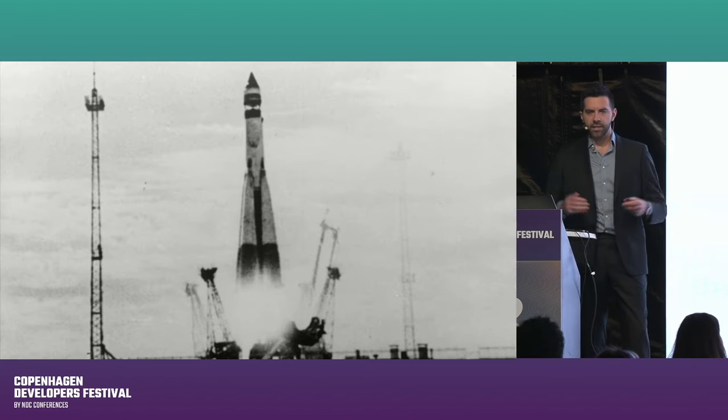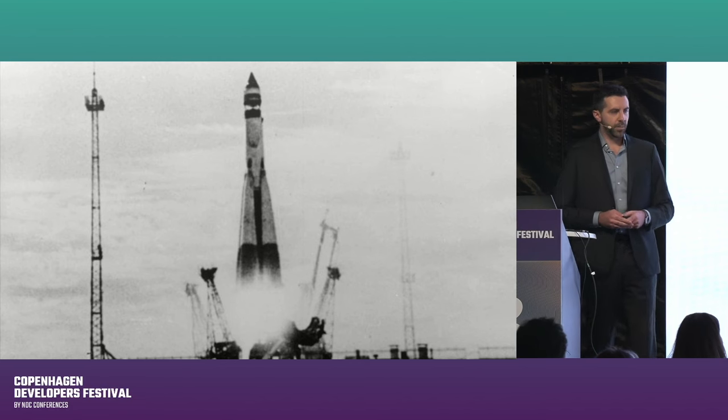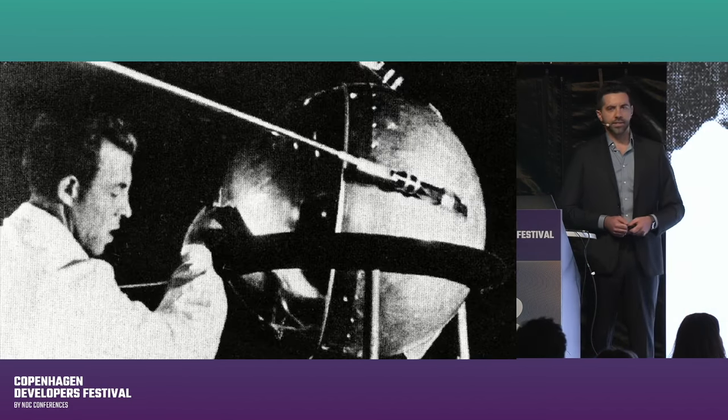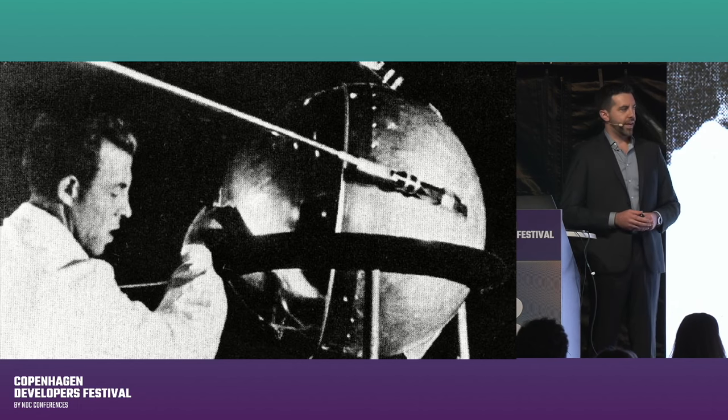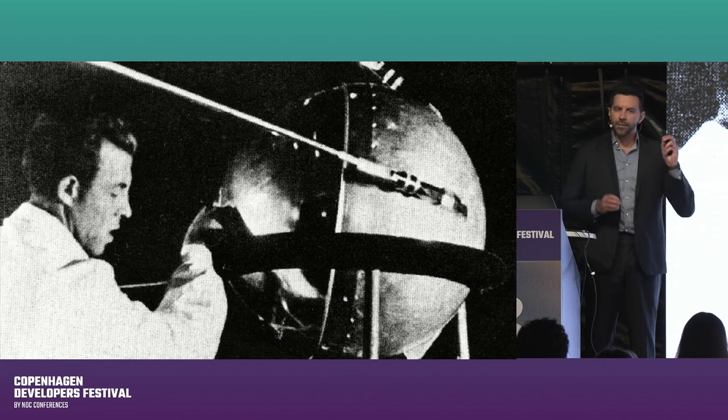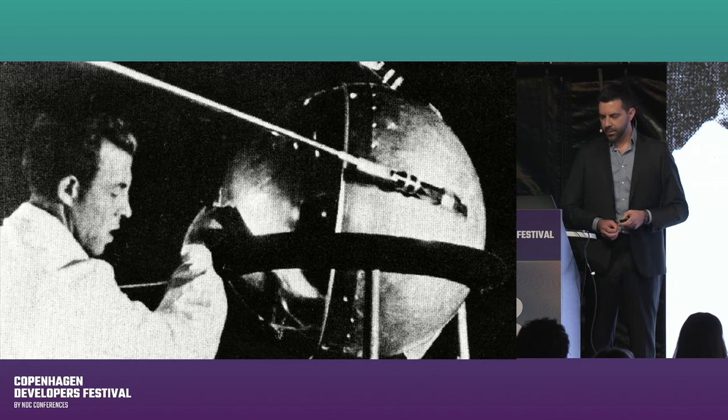So the space race kicks off by the Soviets launching their Sputnik rocket with their Sputnik satellite. October 4th, 1957, first artificial satellite in Earth orbit, right? And this is really the first major milestone in the space race.